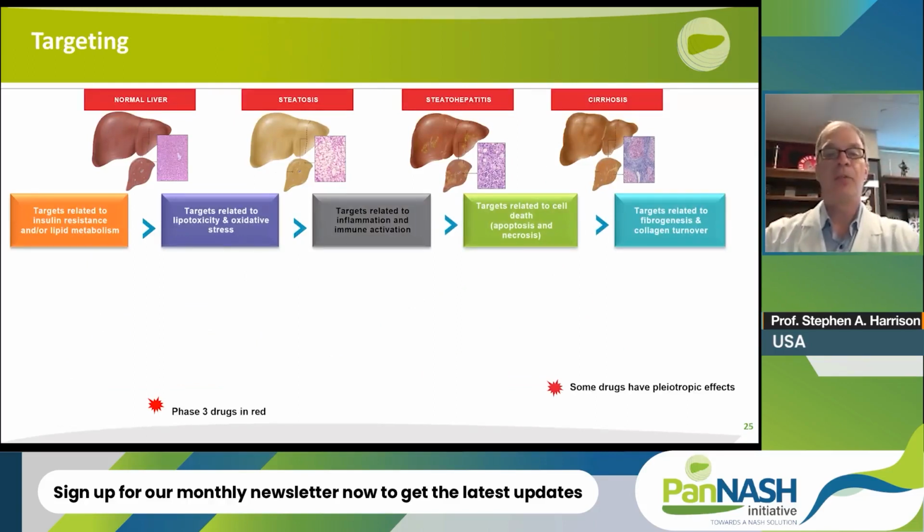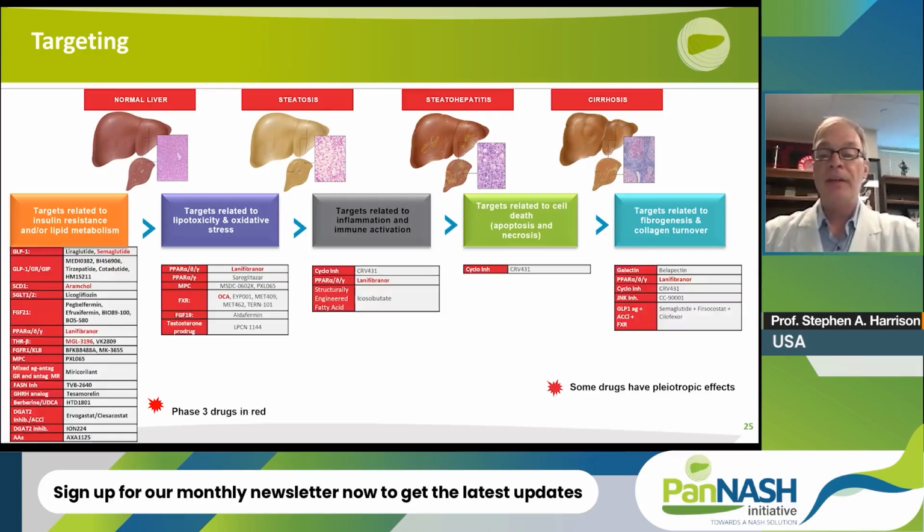So just to drill down on what I mentioned a little bit further, there are really 5 different buckets we could put drug therapies in. Targets related to insulin resistance and/or lipid metabolism, targets related to lipotoxicity and oxidative stress, targets related to inflammation and immune cell activation, and then targeting stellate cells directly or targeting cells that are undergoing apoptosis or necrosis.